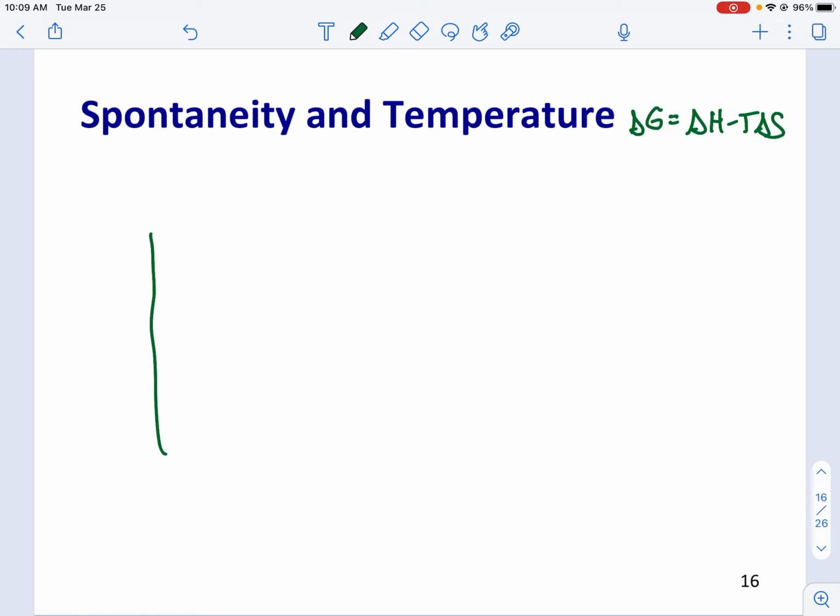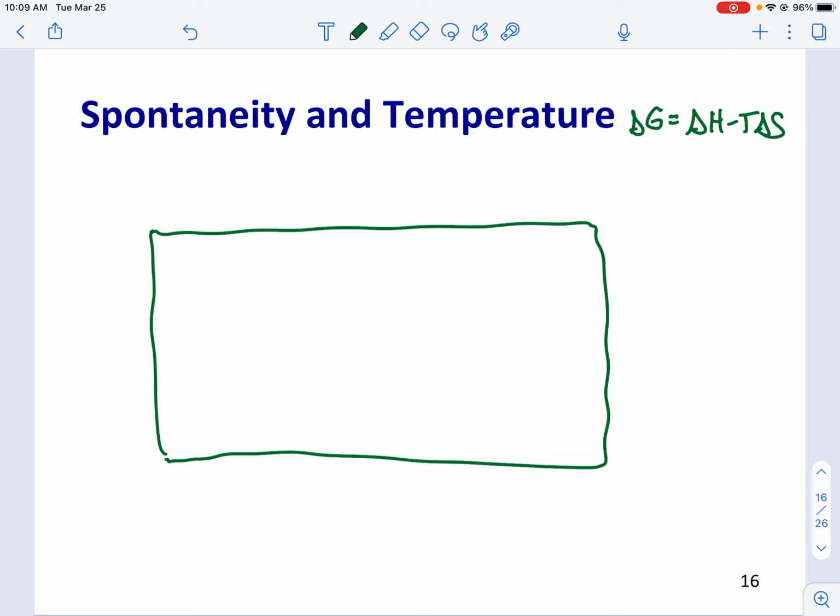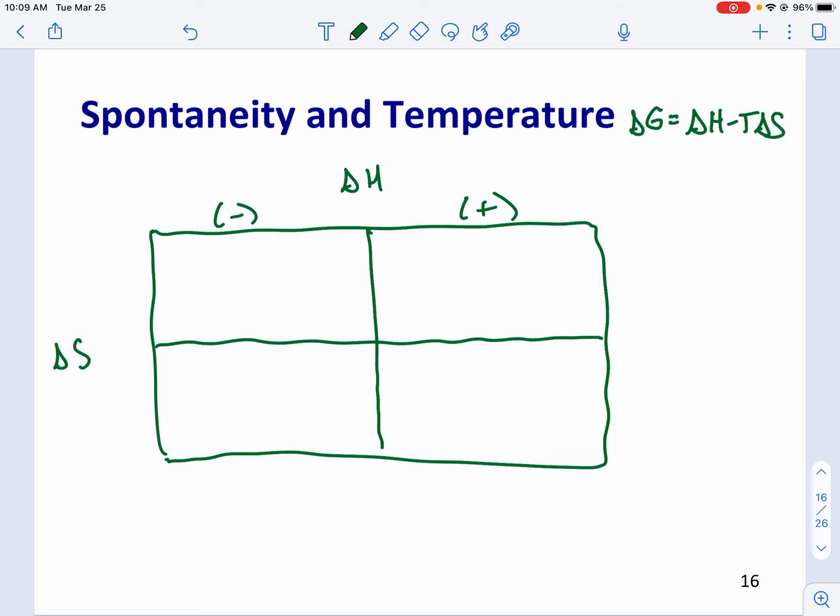So let's draw a box. And let's make some squares in here. And let's look at how we compare it. We'll have delta H on the top. This will be negative and positive. Have delta S on the side. This will be positive and negative.